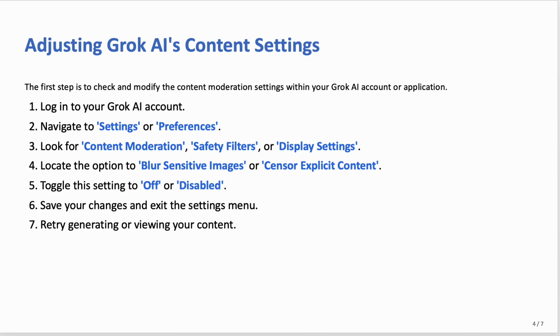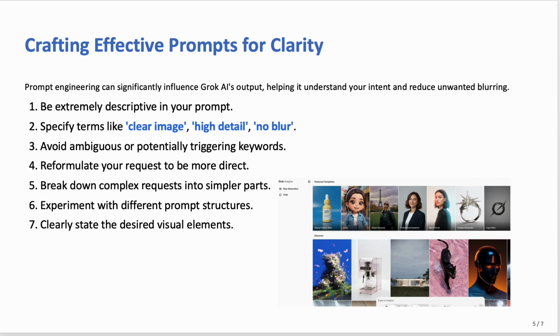Adjusting the Grok AI content settings. For this, log in to your Grok AI account, navigate to the settings and preferences, and look for the content moderation and safety filter. After that, locate the option "blur sensitive images" and toggle this setting to off or disable. Save your changes, exit the settings menu, and retry generating or viewing your content.